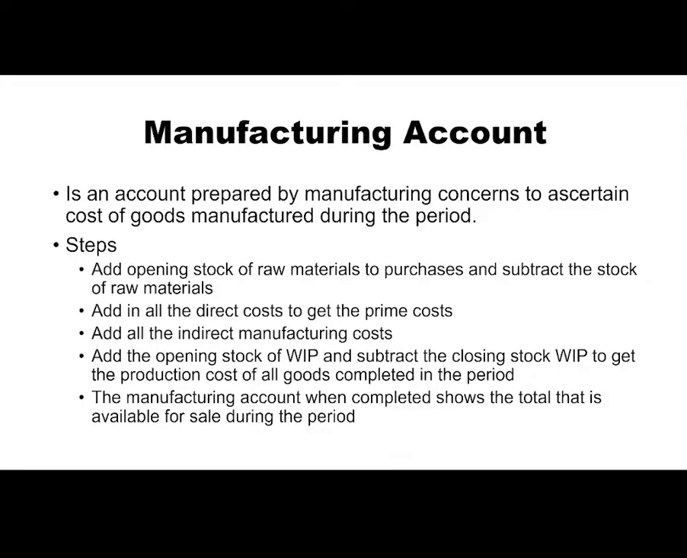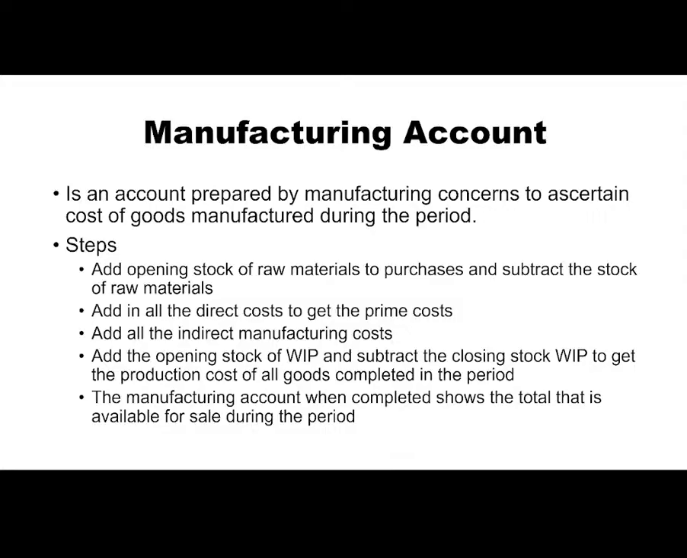the manufacturing account. So among the financial statements of a manufacturing entity, we have the manufacturing account, income statement, and statement of financial position. So we are going to start with the manufacturing account, which is an account prepared by a manufacturing concern to ascertain the cost of goods manufactured during the period. There are various ways to do it, but here I'm going to show you the steps that we follow in preparing the manufacturing account.